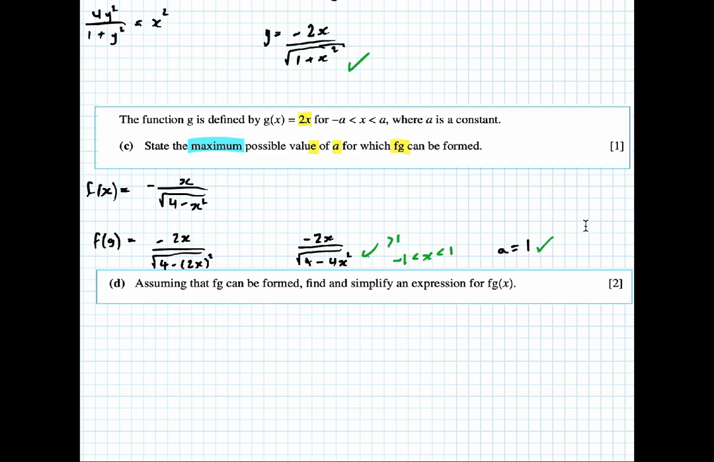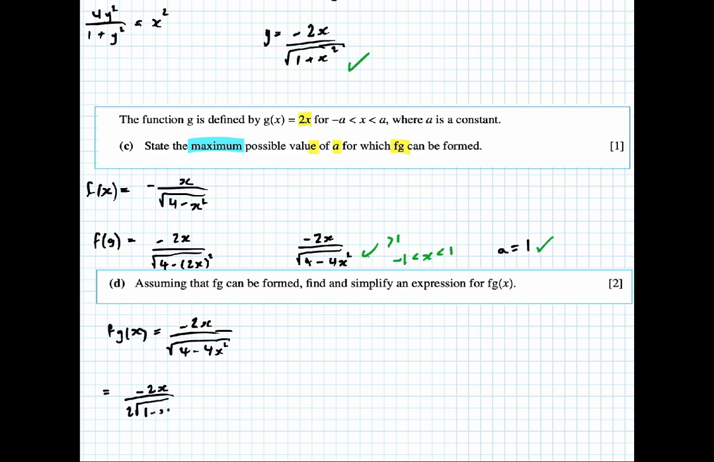And we have the last part here, part D, 6D. Assuming that fg can be found or formed, find and simplify. So we're simplifying what we have there. So minus 2x all over root 4 minus 4x squared. Well, we have both of our terms on the denominator include a 4. So we can factorize that out. So of course, if you find a root of 4, it'll be 2. And we can simplify accordingly. Let me just put that in there. So 4 minus 4x squared. So that's what we have. So keeping the same denominator, minus 2x.